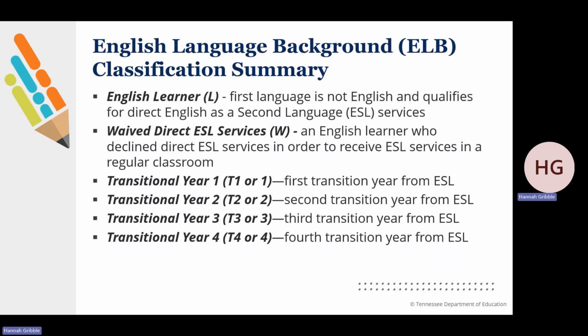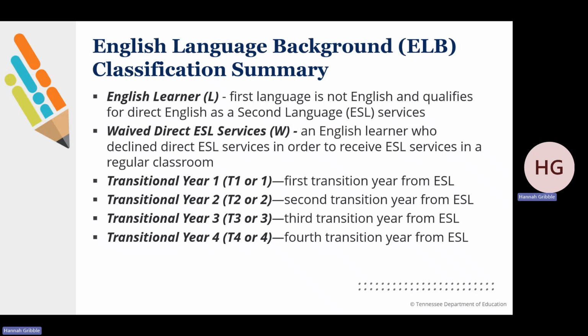To summarize the English language background classification, English learner, or L, means first language is not English and qualifies for direct English as a second language services. Waived direct ESL services, or W, means an English learner who declined direct ESL services in order to receive ESL services in a regular classroom.